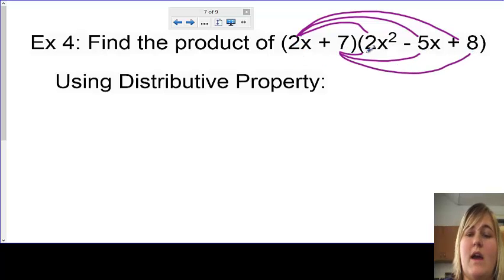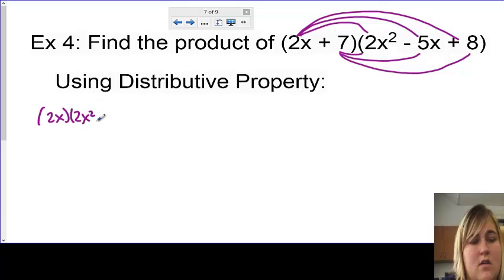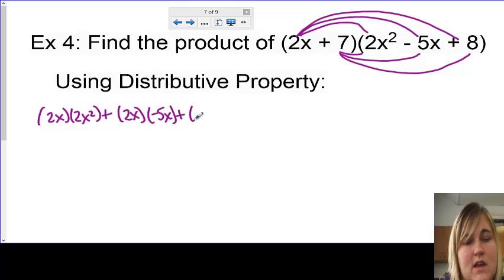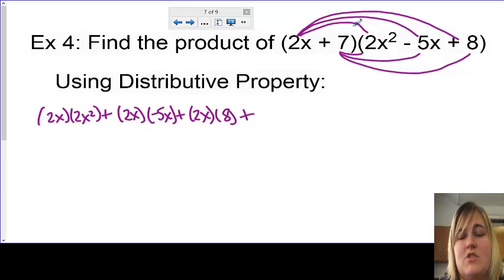So 2x times 2x squared, that's what I'm going to write first, plus, then I'm going to take that 2x to the next term, which is negative 5x, plus, I'm going to take the 2x to the last term, which is 8, plus, now I'm going to start with this one.